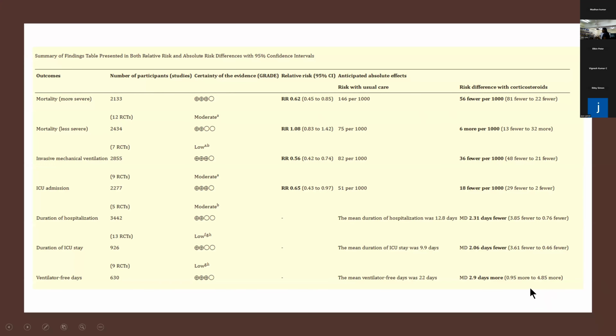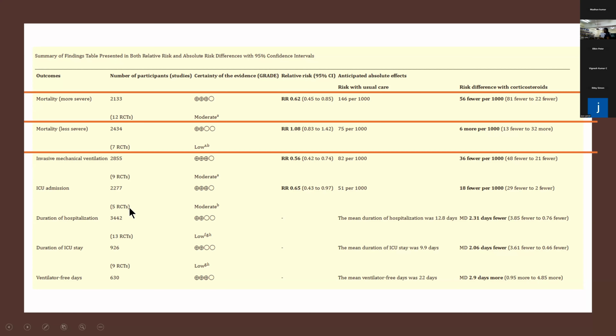Now the other important thing is, how do you present your data? If you notice over here, they have split the data for mortality and presented each of them separately, and for each of them they have done a certainty of evidence rating. If you have more severe pneumonia, your relative risk reduces by 0.62, and this is a moderate certainty rating. Why do they label this as moderate? They have downgraded for heterogeneity because of the way you have described the severity. Do you think the study is imprecise or not?